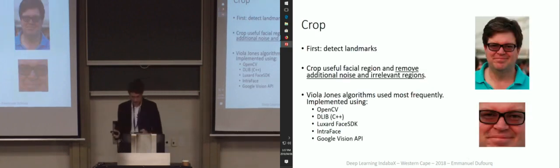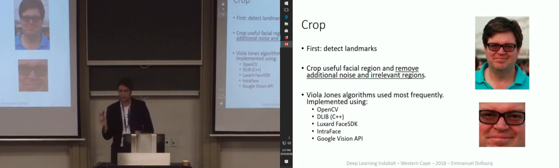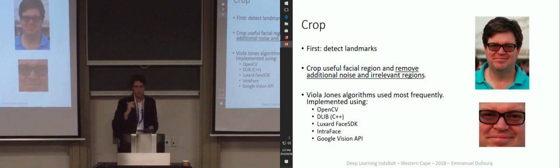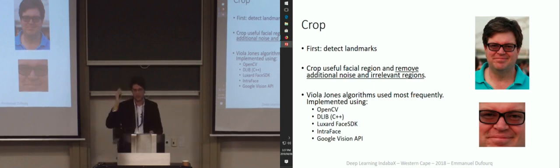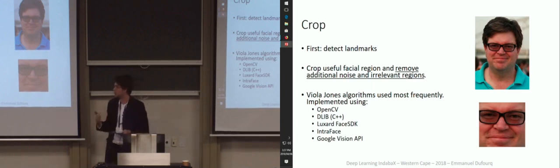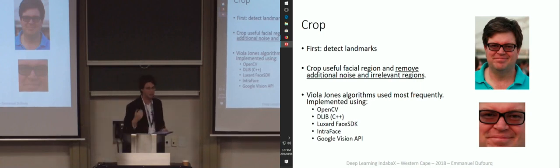Cropping is also definitely used. Here you would first detect landmarks, and then you would crop the face and remove the noise and extra irrelevant regions. For example, you don't really need to know about a person's head to determine their expression. The Viola-Jones algorithm is often used, and if you're interested in the implementation, OpenCV was used most commonly, dlib for those that are using C++, and there are alternatives.